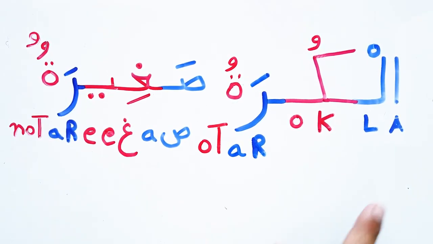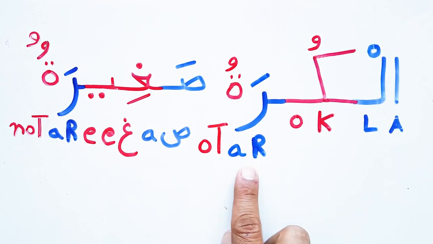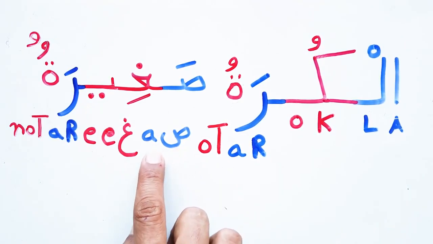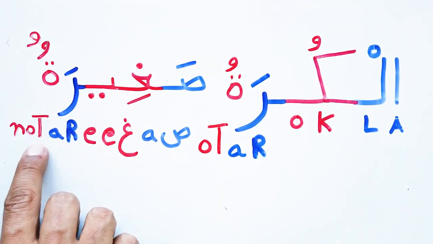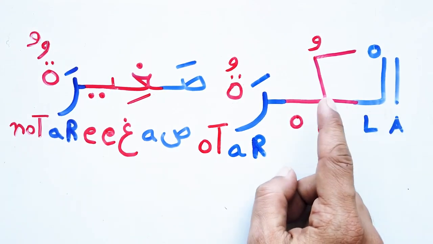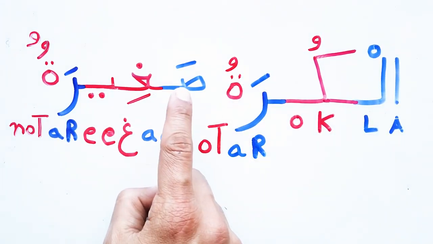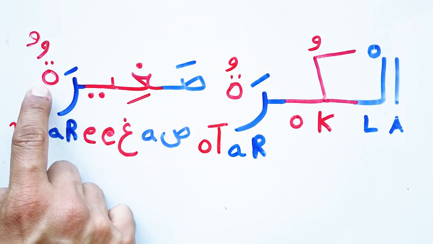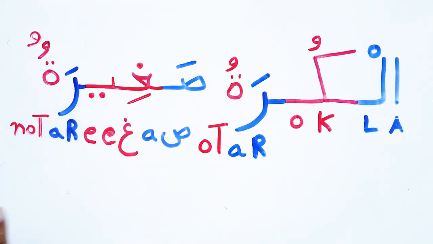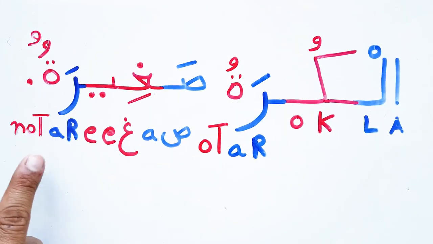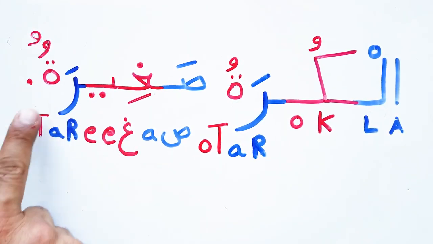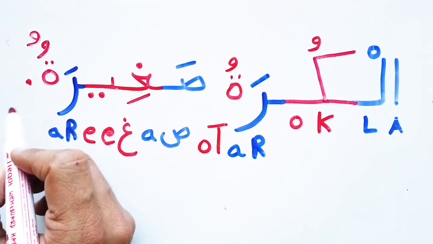So let's read the word. الكرة صغيرة. الكرة صغيرة. But pay attention, as I'm gonna pause here, I have here a period, so I don't need to say ton. It's enough to say it like this. صغير.